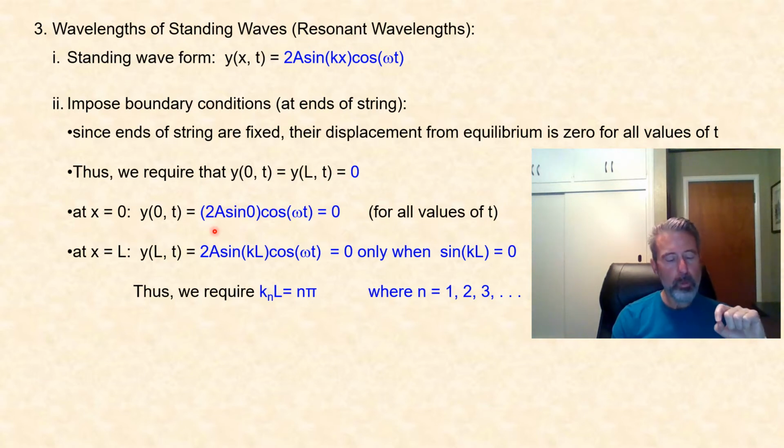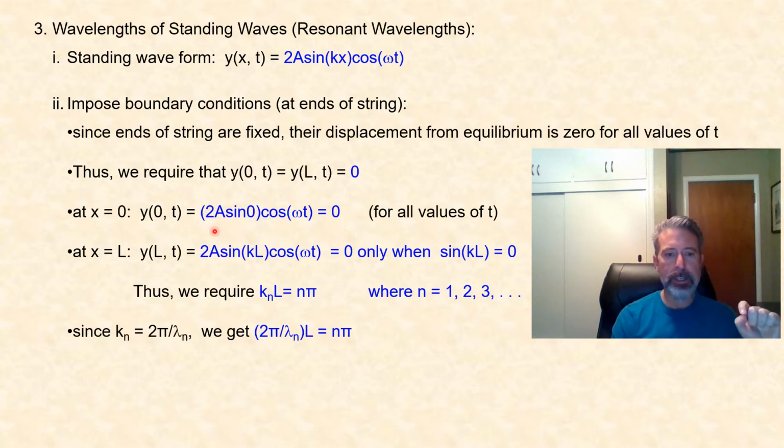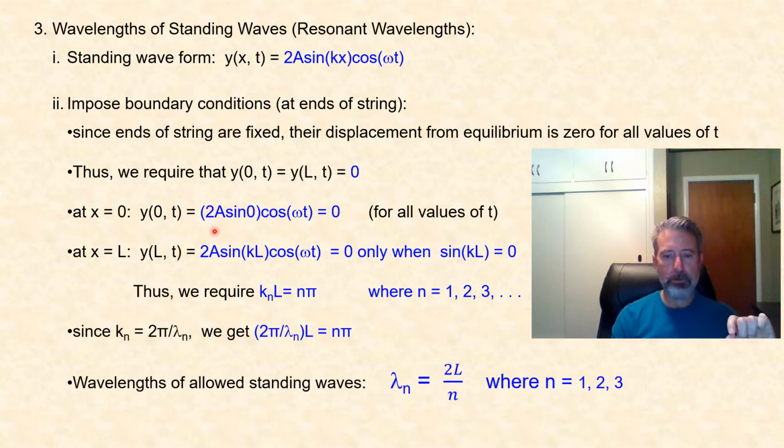And from here, we want to get an expression in terms of wavelength, not wave numbers. So let's substitute in for k the definition of k, which is 2 pi over lambda. So we substitute that in and we end up solving for lambda. And we find out that the wavelengths of the allowed standing waves, those resonant wavelengths we call lambda sub n, will take on the values of 2 times the string length divided by n, where n takes on these natural number values of 1, 2, 3, and so on.